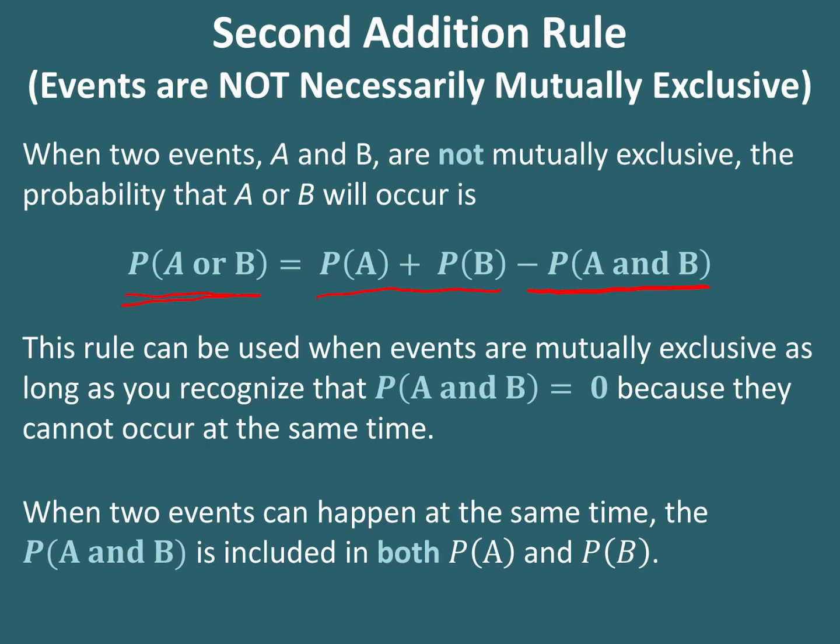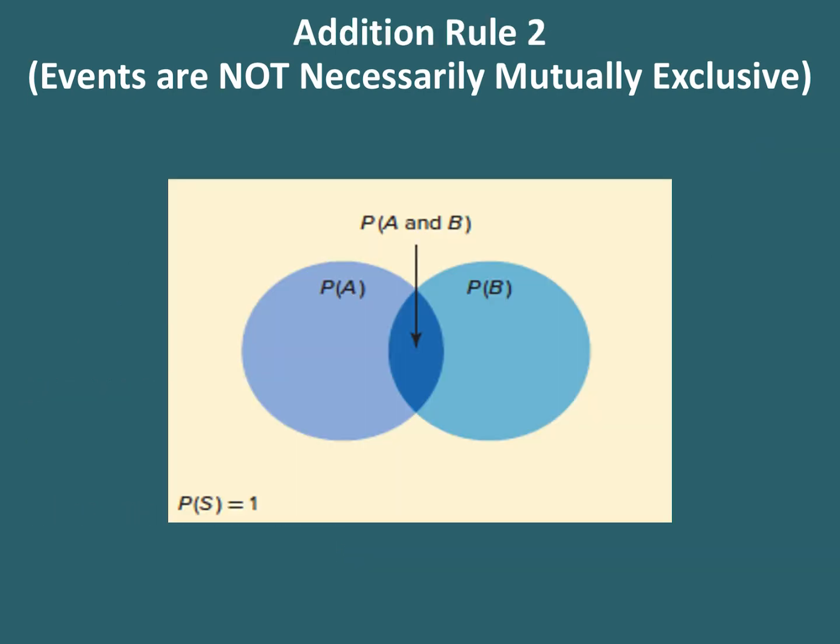When two events can happen at the same time, the probability that both A and B occur is included in both the probability of A and the probability of B. So by not subtracting this, you are going to overcount that probability. When events are not mutually exclusive, you'll notice here there is some overlap, and you don't want to double count. That is why you subtract the probability that they both occur at the same time.